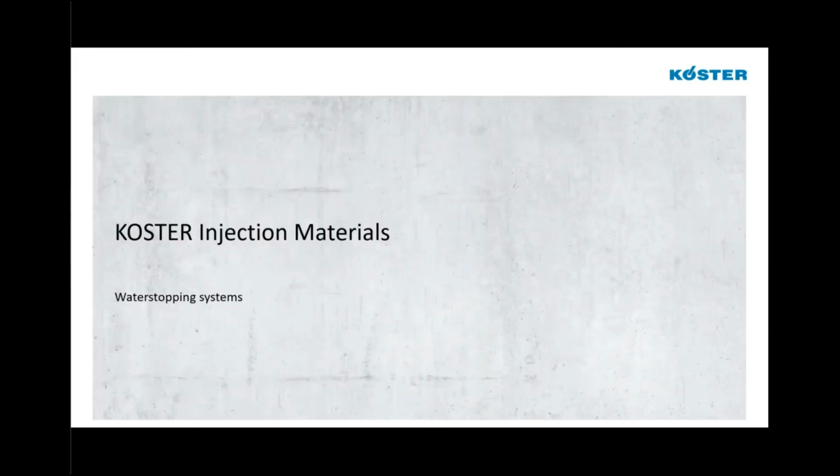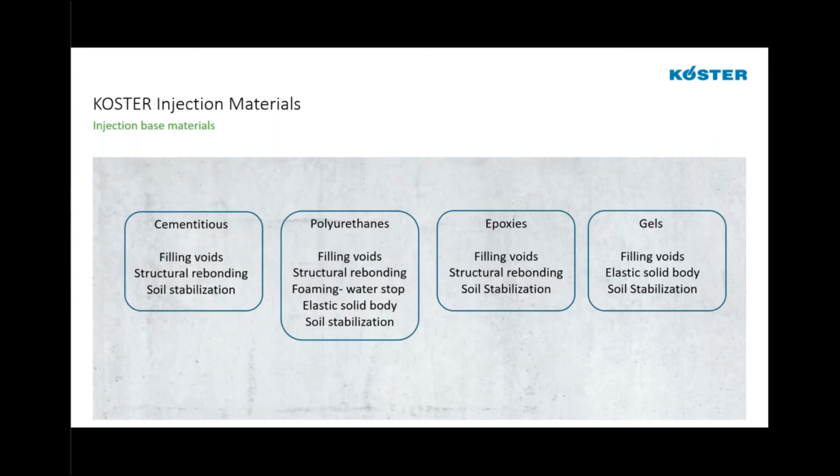So here's some information about our different kinds of water stopping systems. The base materials for injection that are common in the field and that we certainly offer are, first, cementitious injection grouts that are used primarily for filling voids and some structural rebonding. Primarily filling voids is their go-to.